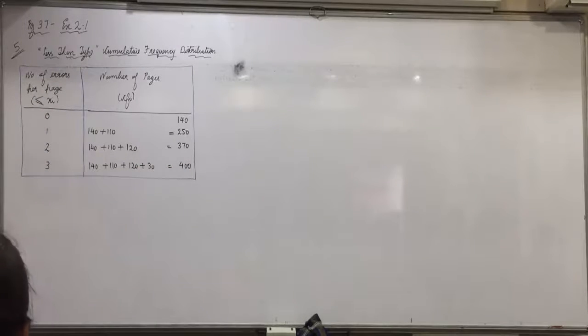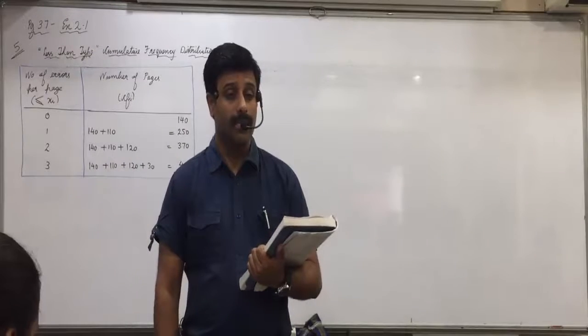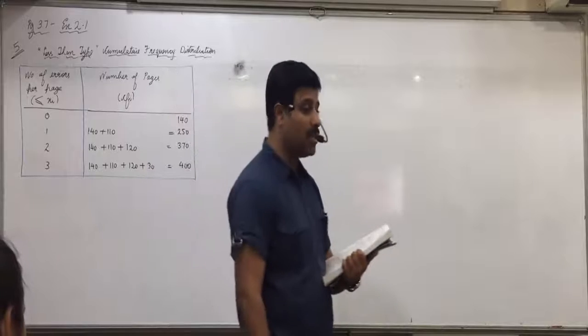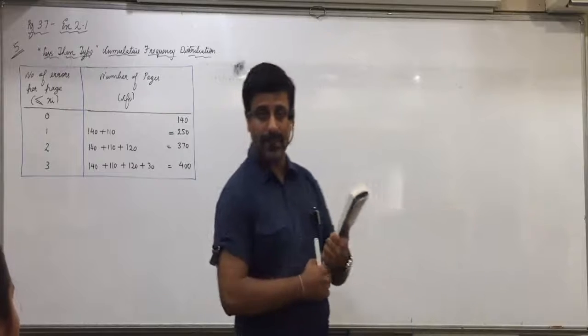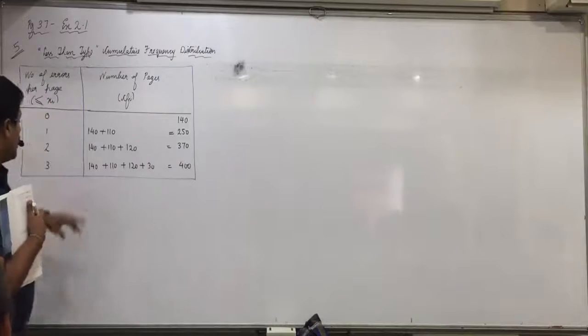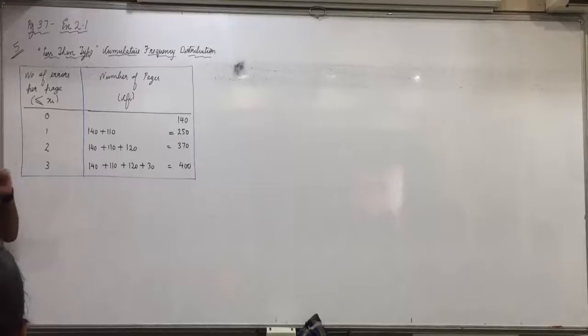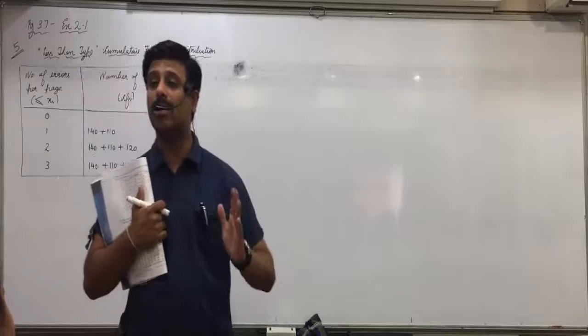Now understand the logic behind it. See the question. 0 errors are on 140 pages. Is it or not? Yes. 0 errors are on 140 pages. 1 error is on 110 pages. Yes. 1 error is on 110 pages. So if I ask you, less than equal to 1 errors are on how many pages? Less than equal to 1 errors will include 0 errors also, 1 error also. Therefore we add 140 plus 110, 250 pages. Understood the logic? Yes, sir.